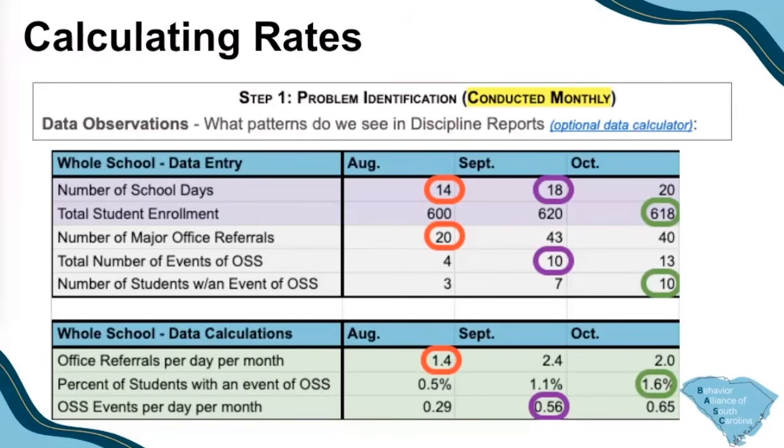Since currently Simple Discipline, which almost all of our partner districts use, does not provide a rate per day, we have linked a data calculator that your teams can use to calculate the rate. To calculate rate for referrals, in the top portion of this spreadsheet, enter the number of student school days for each month, and enter the number of major office referrals for each month in the third row. The calculator will automatically calculate the office referrals per day per month in the top row of the table on the bottom.